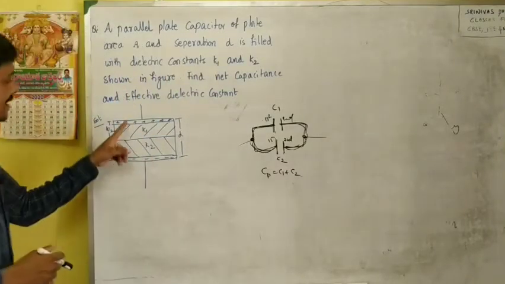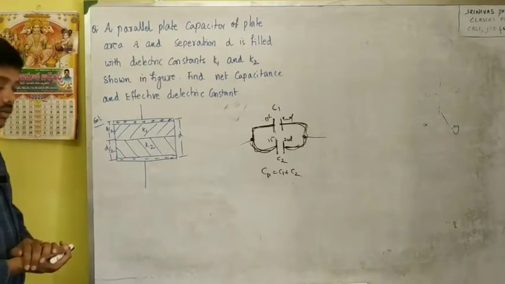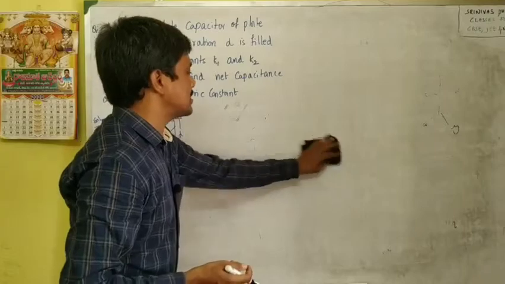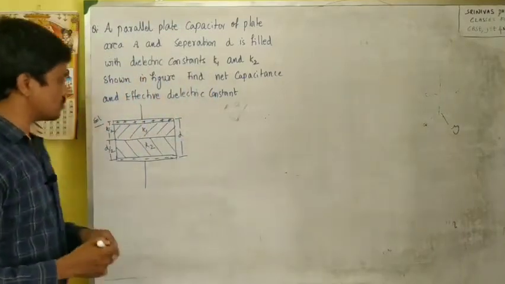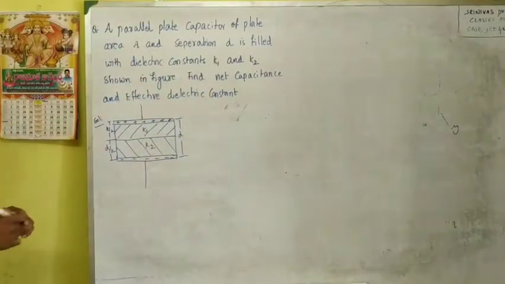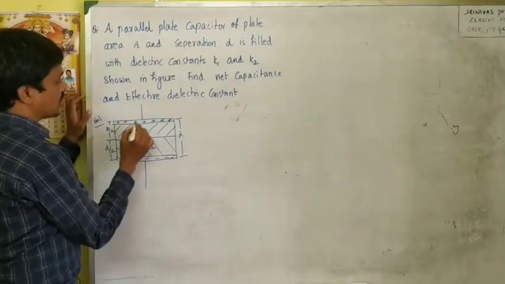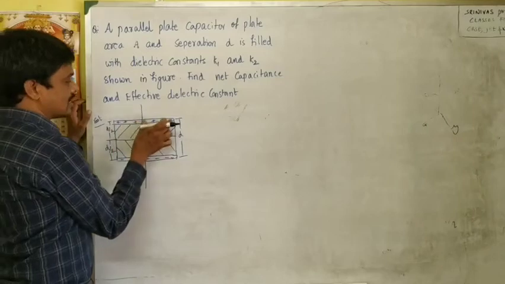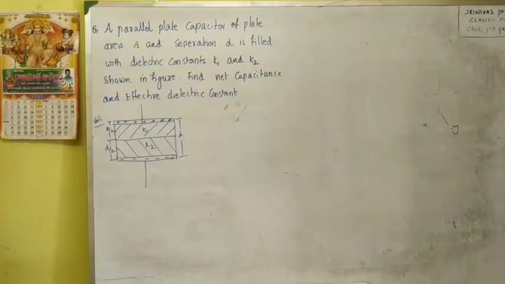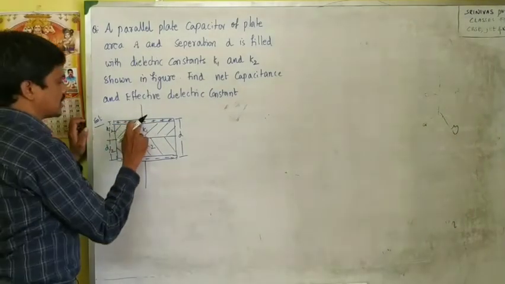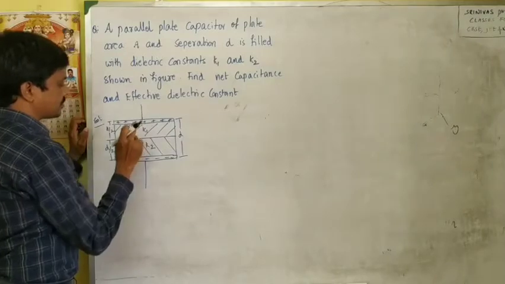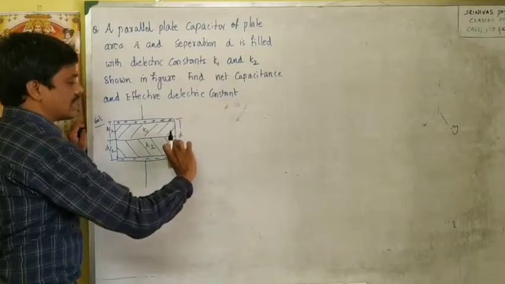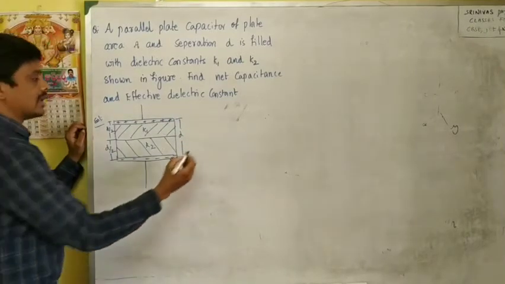Now here we have to split this into two capacitors. How do we split this into two capacitors? Look here, up to this place we can consider as one capacitor, and this part we can consider as another capacitor. Look here, this part is considered as one capacitor, and this part is considered as another capacitor.